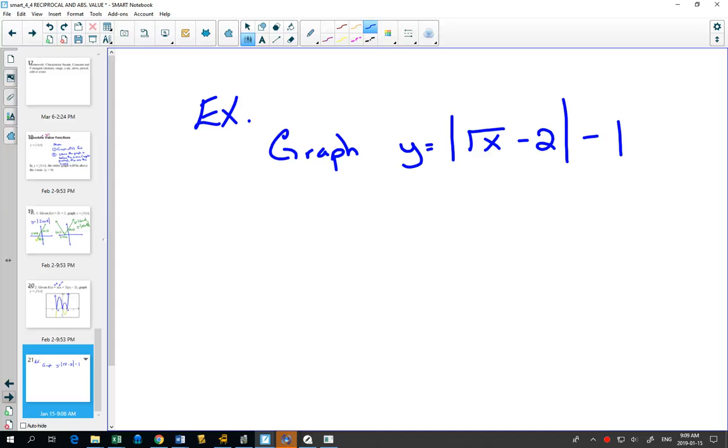So this is going to combine what we've learned in transformations with what we learned with absolute values. Is this going to get you through the day? Okay, good. Just checking.